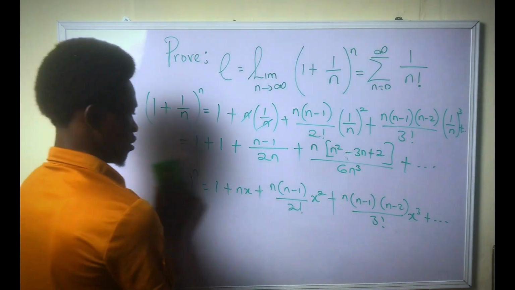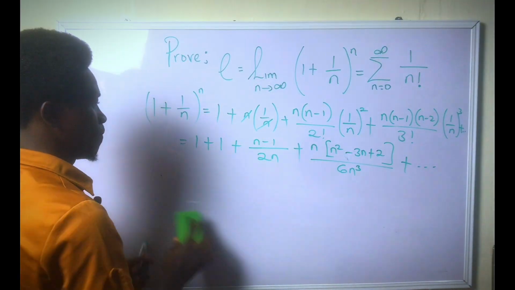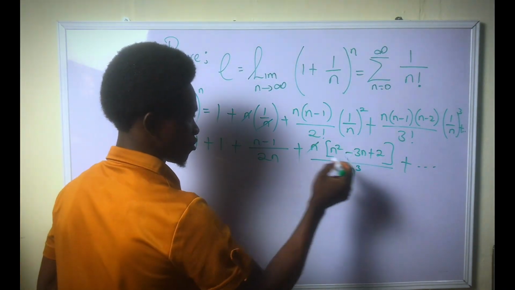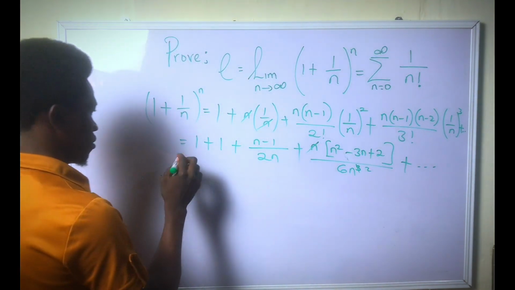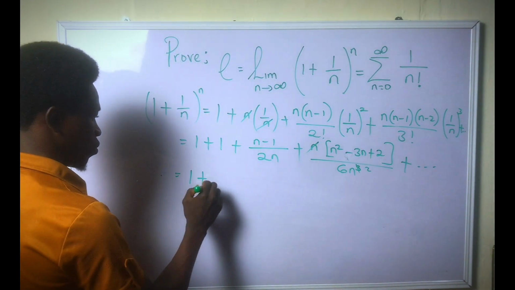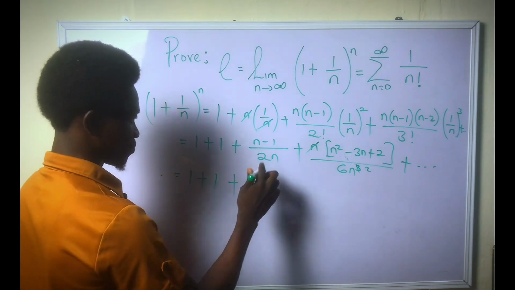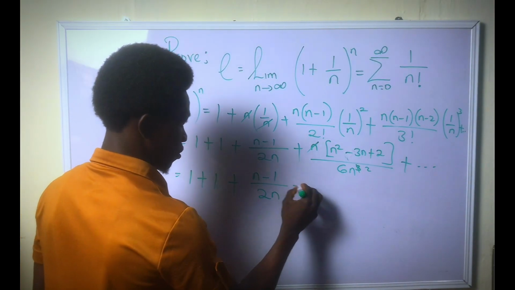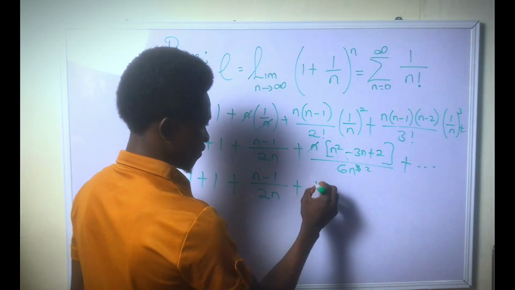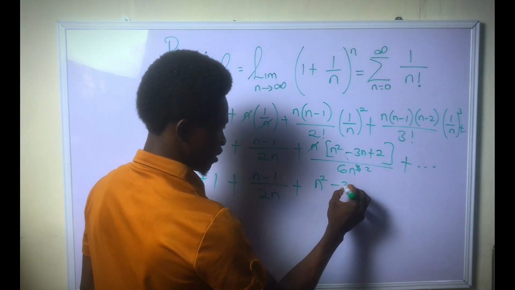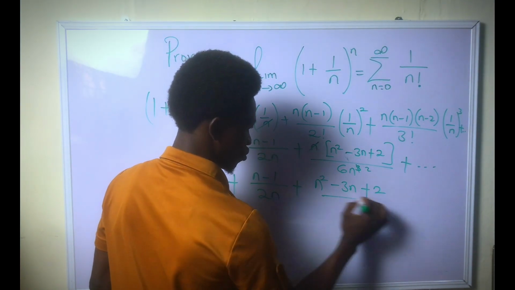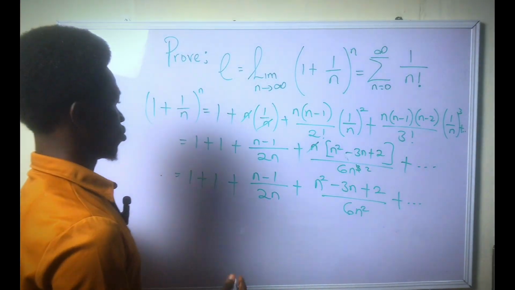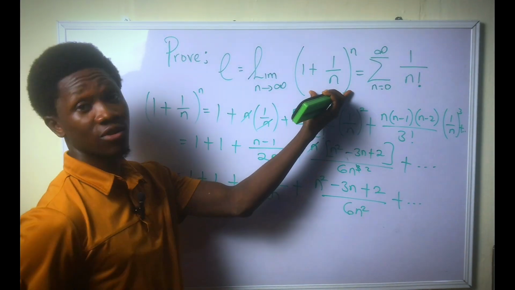So if I'm to continue with this, yes, I have all of this. If I should take this out of this, there's still 1 remaining. So I have 1 plus 1 plus n minus 1 over 2n plus, so the whole of this out, n squared minus 3n plus 2 over 6n squared, right? Then on and on. So this expression represents just this one.